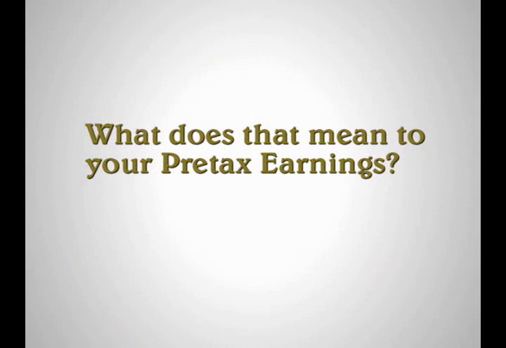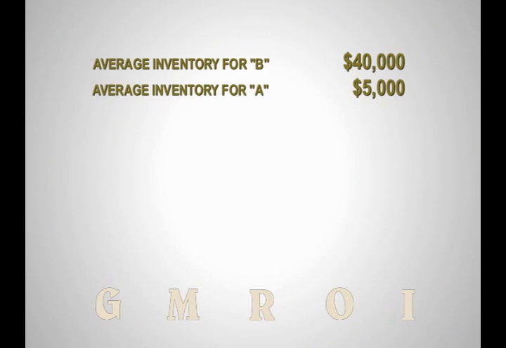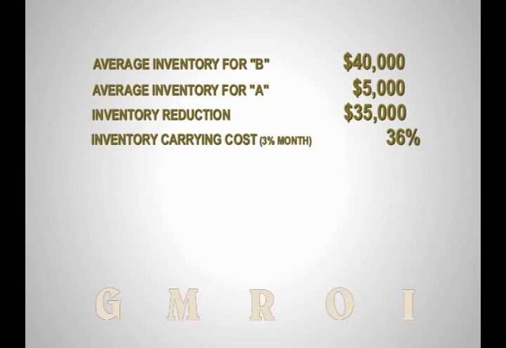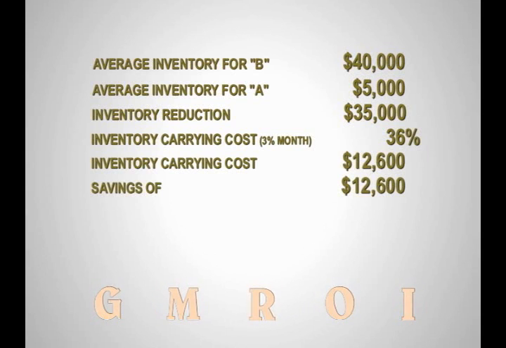So what does that mean to your pre-tax earnings? The average inventory for chair B was $40,000. The average inventory for chair A was $5,000. Your inventory reduction was $35,000. Your inventory carrying cost, figuring 3% a month, 36%. Your inventory carrying cost in real dollars, $12,600. You had a savings of $12,600.